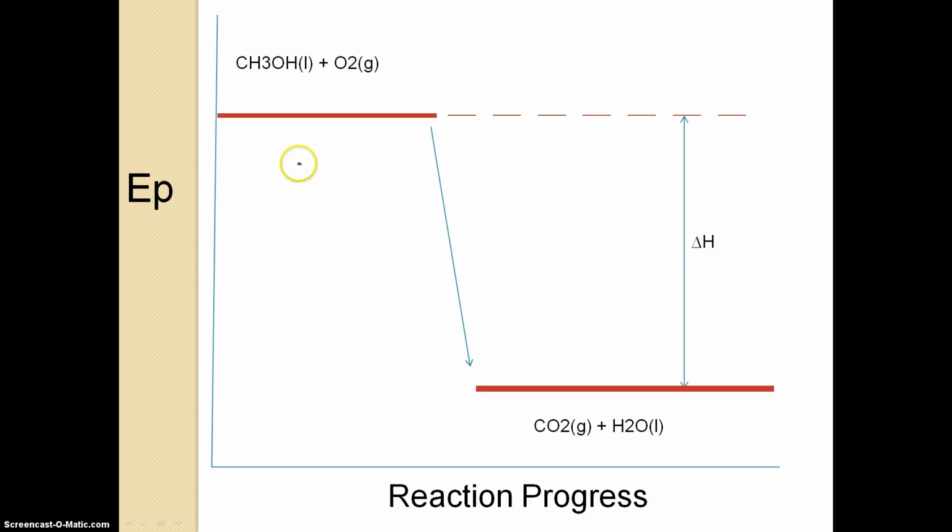So for this example right here, the burning of methanol, a combustion reaction, we start off at high energy. Now there's no numbers on this axis for energy, it's just arbitrary. We're just showing that we start off at high energy. So I could have put the bar over here too, it doesn't matter. As the reaction proceeds, as we start burning, we're losing that energy in the bonds.